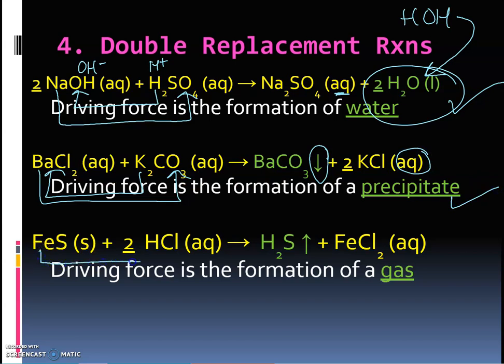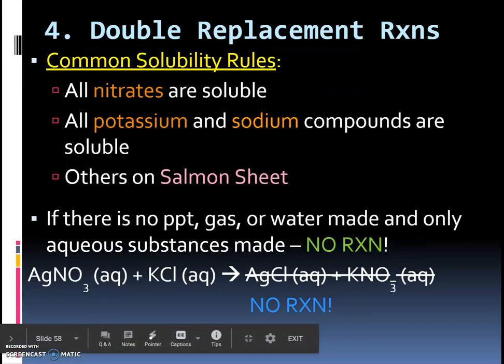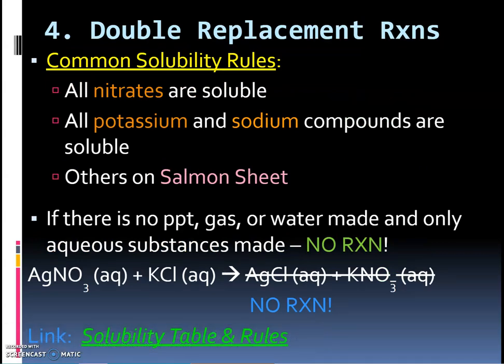And then I have FeS and HCl, so I have my outsides and my insides come together. H2S, that is my gas, and FeCl2 is aqueous, so that is successful. So what happens if it's not successful? What happens if you look and there's multiple things that are soluble?